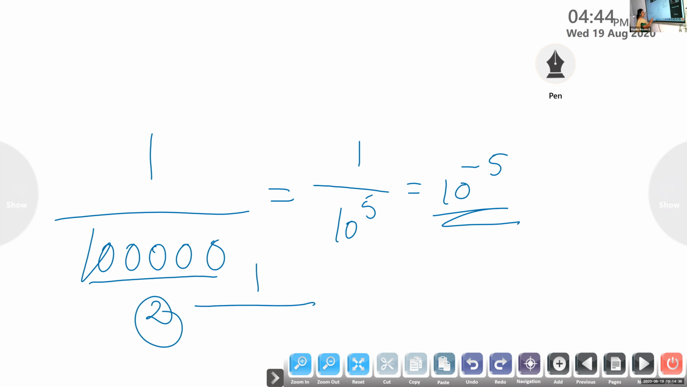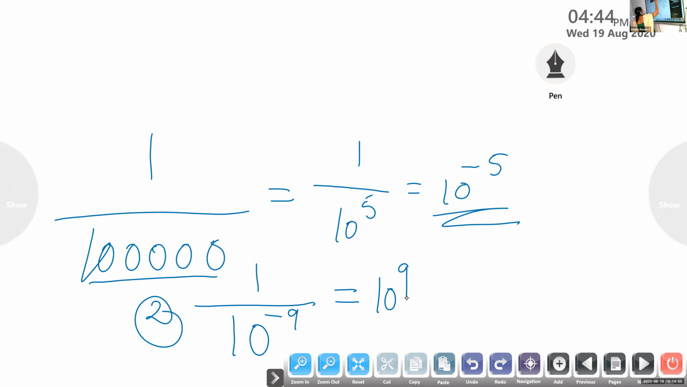1 divided by 10 raised to minus 9. Give me the answer. 10 raised to 9. Now is it clear to you? So in physics, if there are powers of 10 like that.